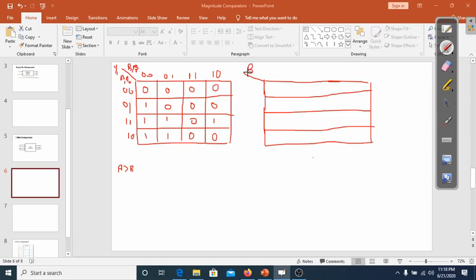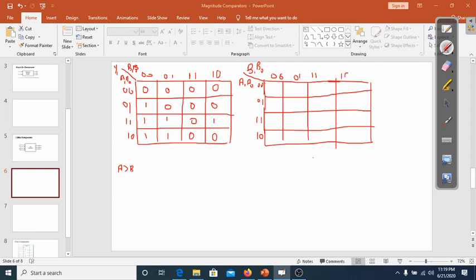So B1 is the most significant bit and B0 the least. The columns are 0 0, 0 1, 1 1, 1 0 for A, and 0 0, 0 1, 1 1, 1 0 for B.